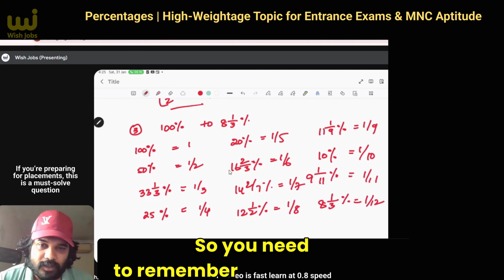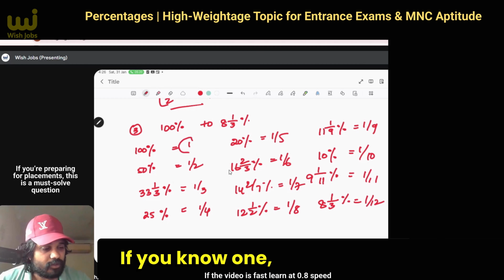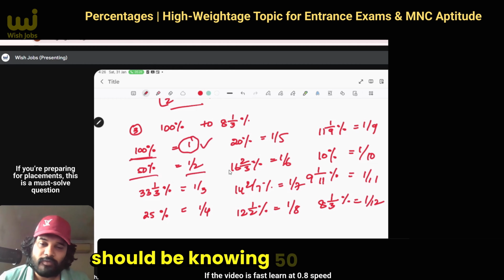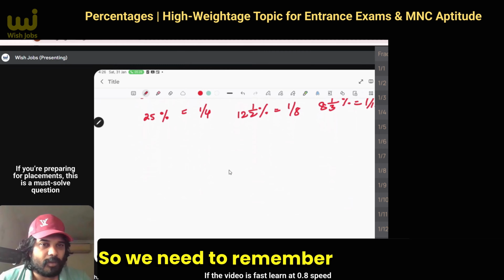So you need to remember these numbers. If you know 1 is the fraction, you should know it is 100 percent. If it is 1 by 2, you should know 50 percent, and so on and so forth. So we need to remember all these.